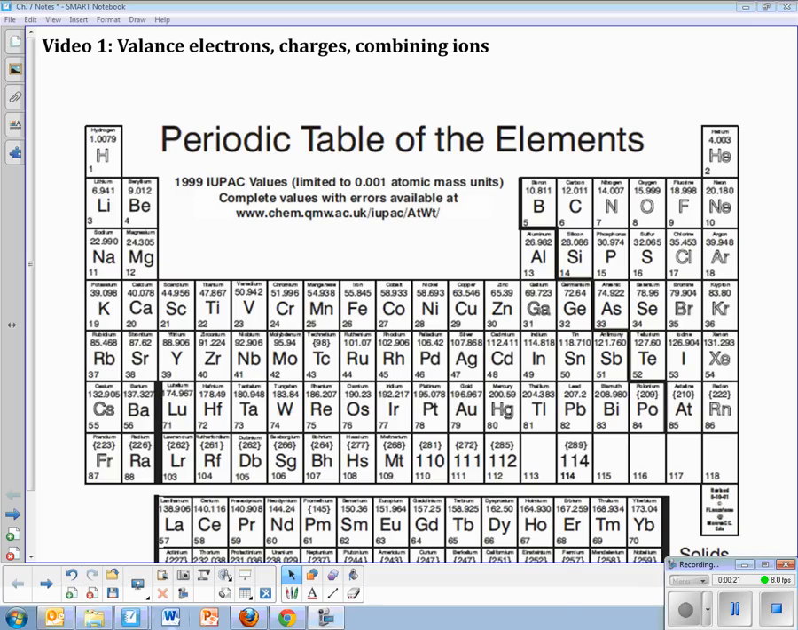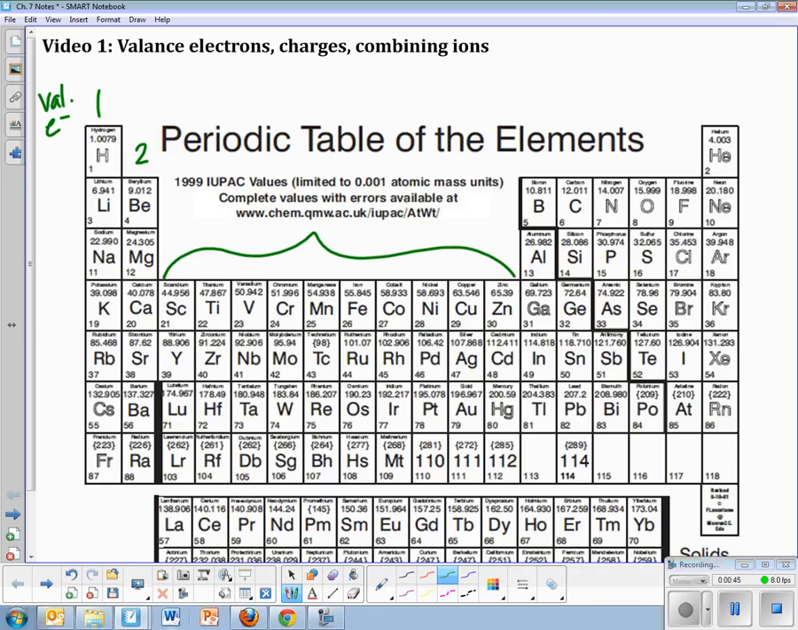So valence electrons, I'm going to draw them in green. They're the same for each group. So the alkali metals and hydrogen, they all have one valence electron. So that's why hydrogen is put there, even though it's a non-metal. The alkaline earth metals all have two valence electrons. The transition metals, this whole middle group, the D block, have varying amounts of valence electrons and charges that they can have. So we're going to come back to them when we talk about charges and formulas more in a little bit.